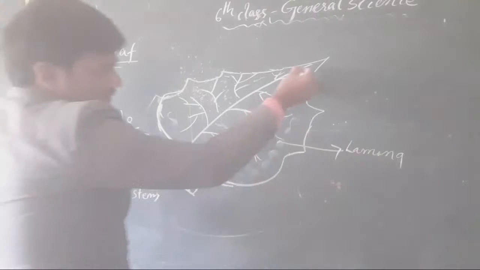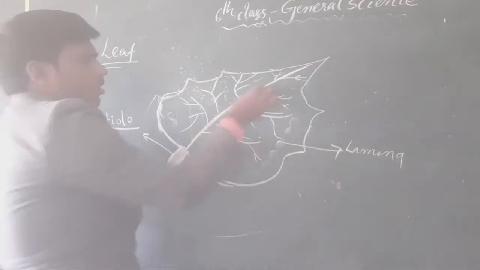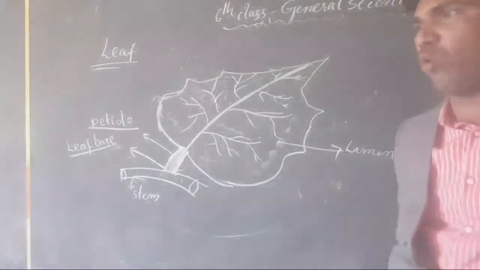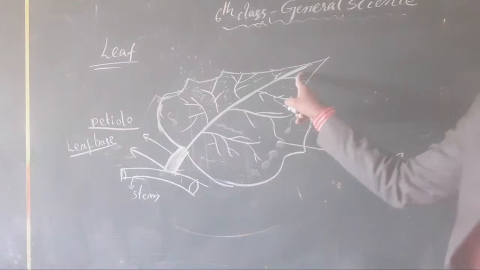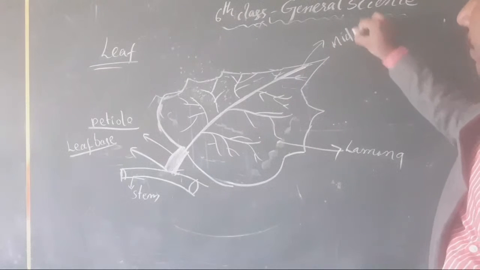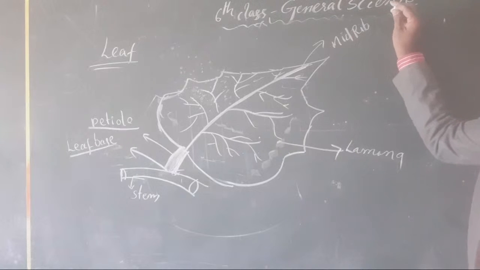And as well, there is one line there. I already showed you, it is in a yellow color. Yes, a somewhat yellow line appears for us. That is called the midrib. This is called the midrib. Understood, all the students? It is called the midrib.